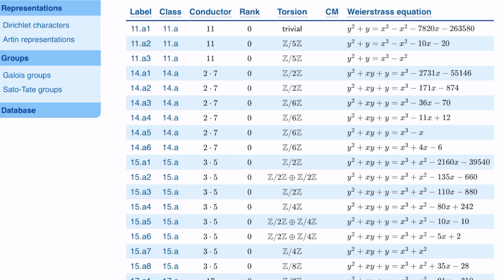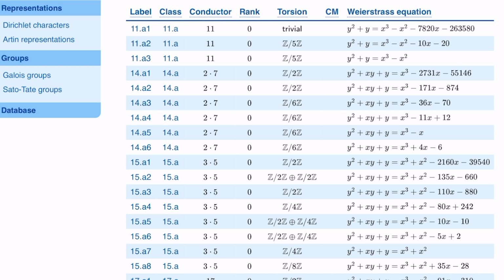A short way down this list, we find our good old friend 14.A5 with the equation y squared plus xy plus y equals x cubed minus x. Already in this list, there is an incredible mystery. The conductor of an elliptic curve can be 11. It can be 14, 15, 17, 19, 20, and so on. But it cannot be anything from 1 up to 10, and not 12, not 13, not 16.